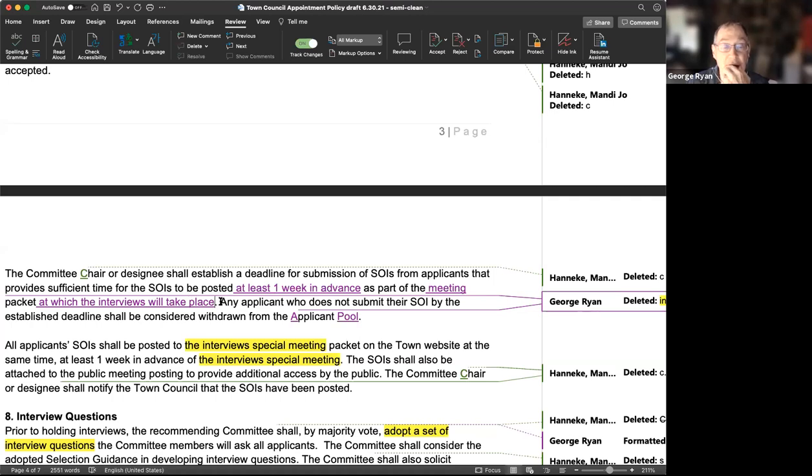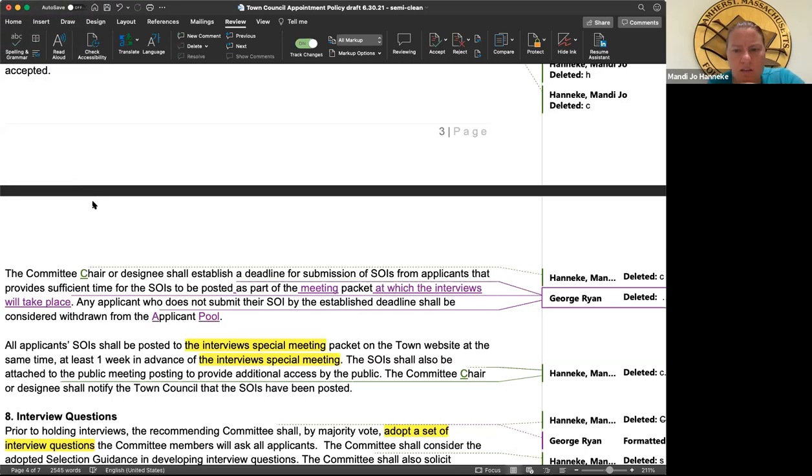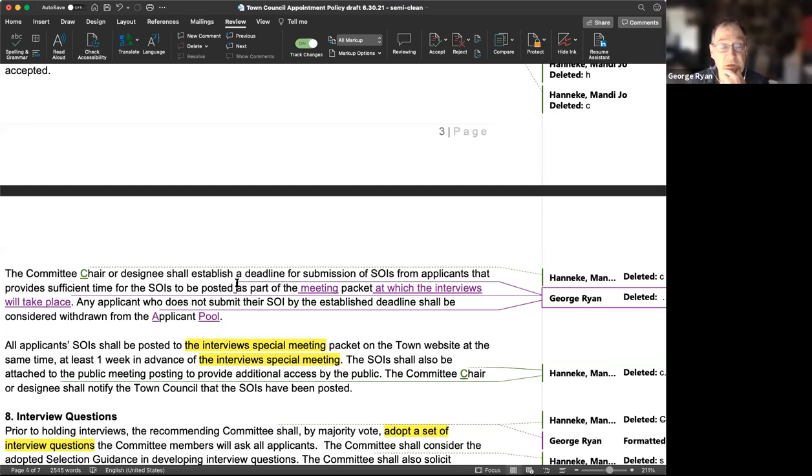The SOIs shall be. That's the next paragraph in a weird sense. Yeah, I know. I wonder if it's even needed, the same thing twice. So let me take this out for a second. Well, I was actually wondering whether if you leave that in, the next paragraph's first sentence can be deleted. What I would do is put it in there: sufficient time for SOIs to be posted as part of the meeting packet at which the interviews will take place. Any applicant who does not submit, period.